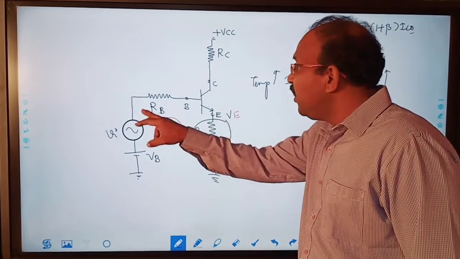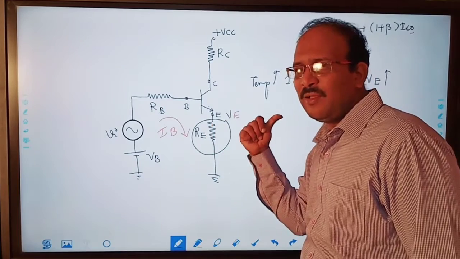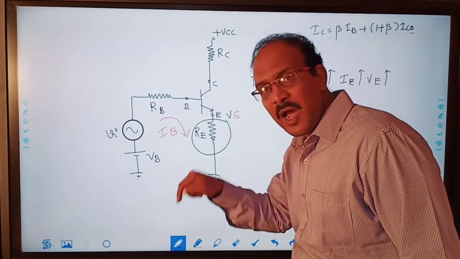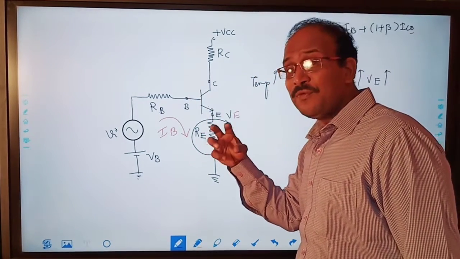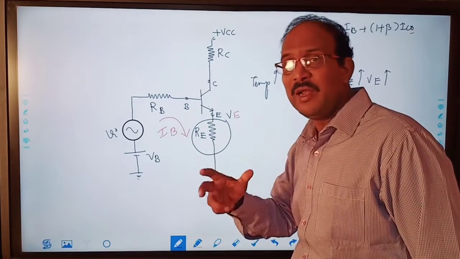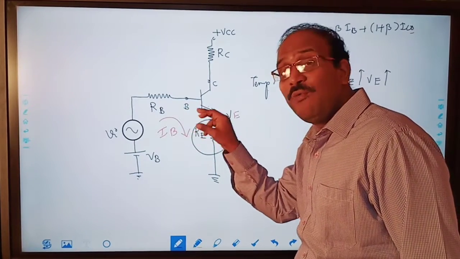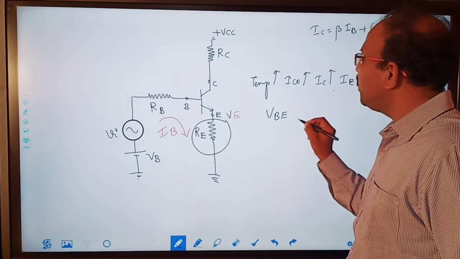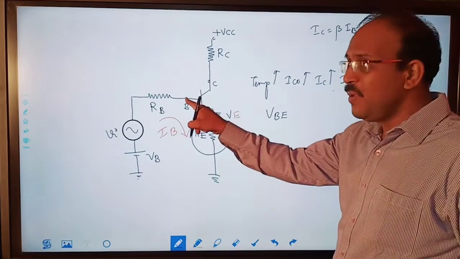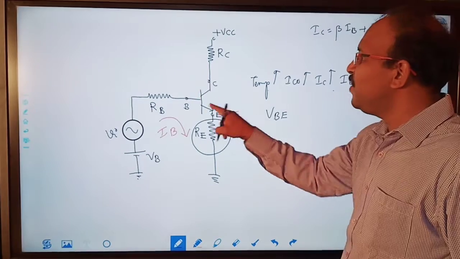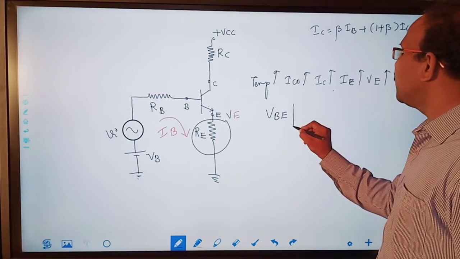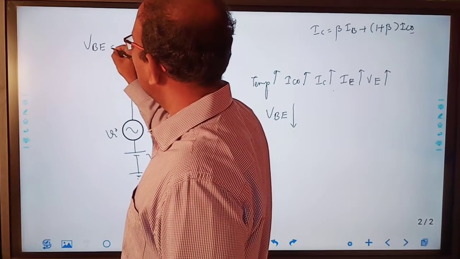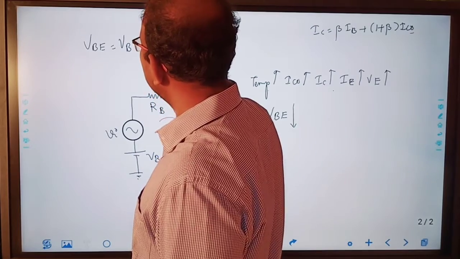More is the drop, less is the current. I have already explained this thing. This base to emitter junction of the transistor is basically a diode. So the diode becomes reverse biased, not completely, but the conduction of this diode will decrease, because it will decrease this potential, the voltage V base to emitter. What is V base to emitter? VB minus VE. When VE increases, VBE decreases. So here VBE decreases. Here I write VBE is equal to VB, which we are not going to change, minus VE.